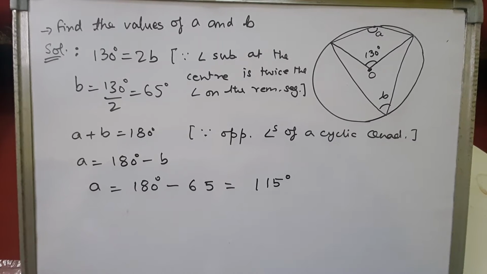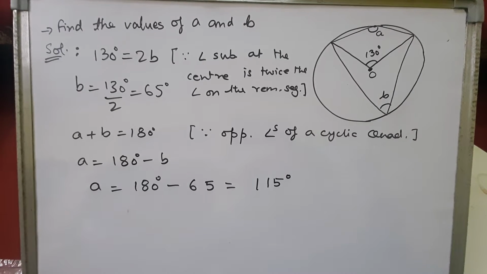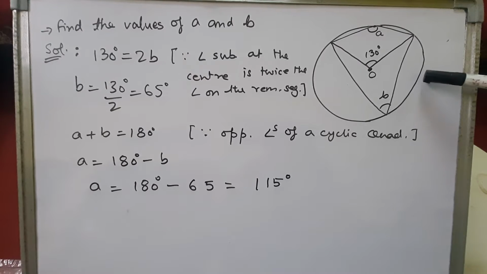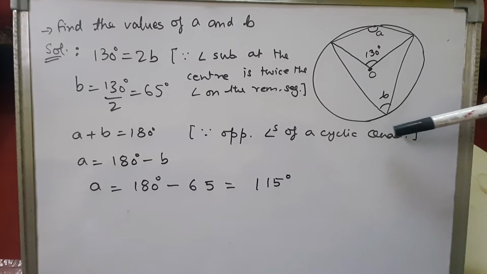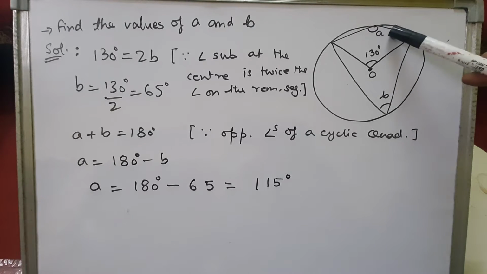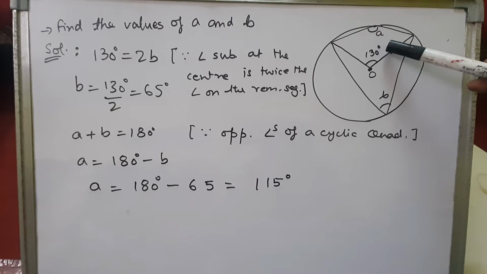Okay, children, let's see a few sums which are based on the topic circles and its theorems. Now here in this sum it is given that find the value of a and b, and this is the diagram which is given to us, in which there is an inscribed quadrilateral inside the circle, and this is angle A. This angle, which is the angle subtended by the segment at the center, is 130 degree given, and this angle B is given, and we have to calculate the value of A and B, right?